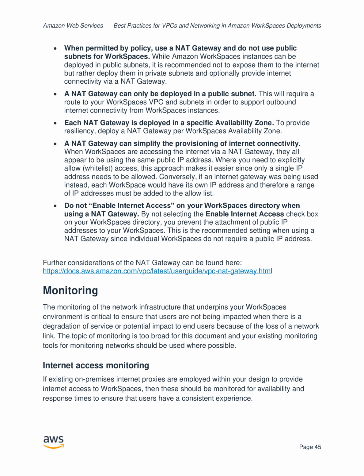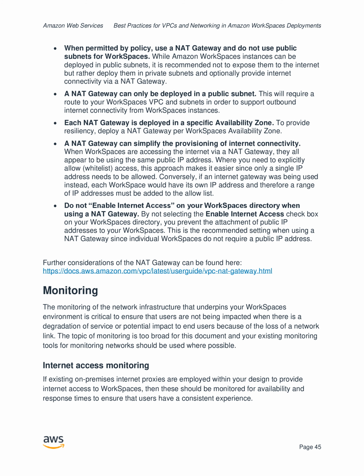A NAT gateway can simplify the provisioning of Internet connectivity. When workspaces are accessing the Internet via a NAT gateway, they all appear to be using the same public IP address. Where you need to explicitly allow, whitelist, access, this approach makes it easier since only a single IP address needs to be allowed. Conversely, if an Internet gateway was being used instead, each workspace would have its own IP address and therefore a range of IP addresses must be added to the allow list.